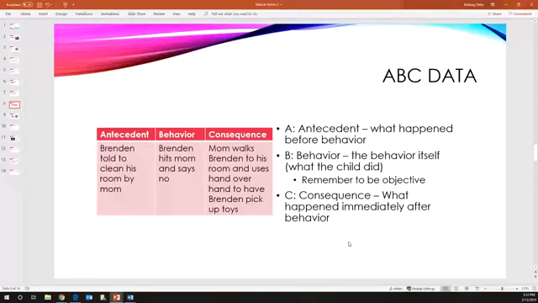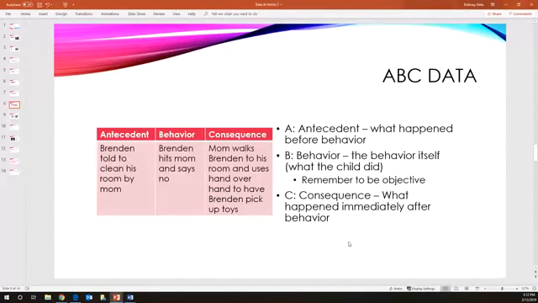So you're in your car, you start your car up, and then you hear the bell ding, ding, ding. Then you see your little light on there says, oh, I'm supposed to buckle my seatbelt. So you buckle your seatbelt. And the consequence of that is the dinging stops. So the antecedent was the bell, the behavior was buckling, and the consequence was the bell stopped.